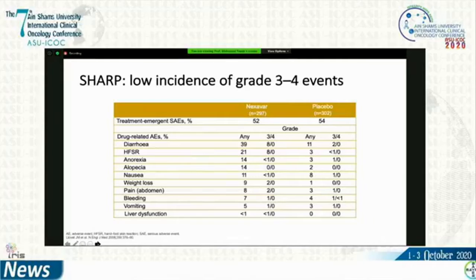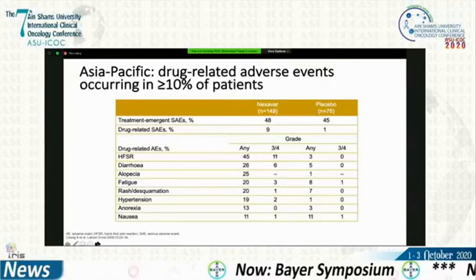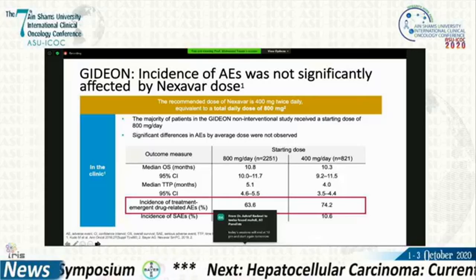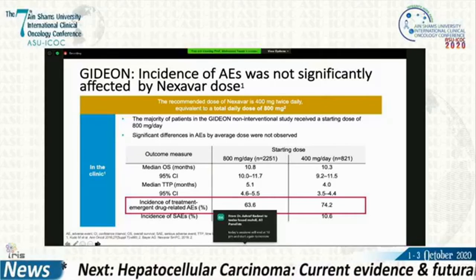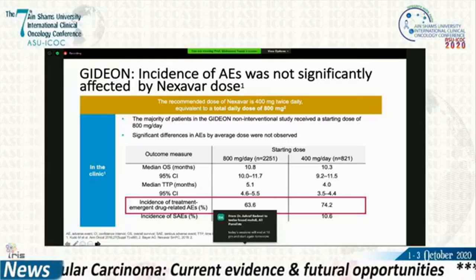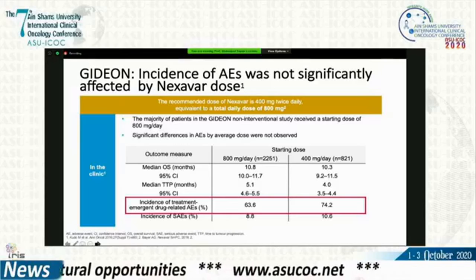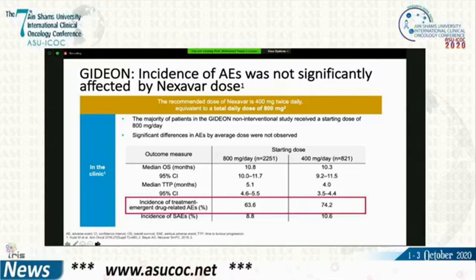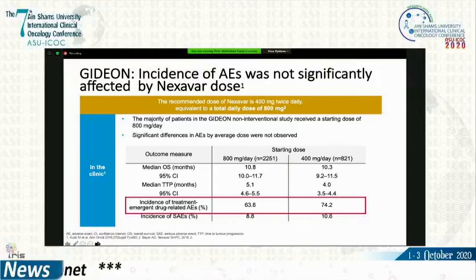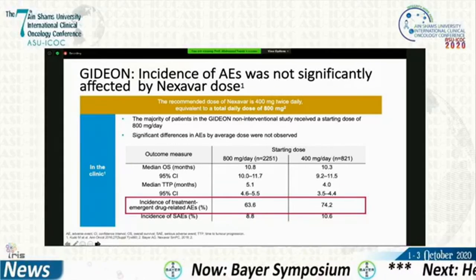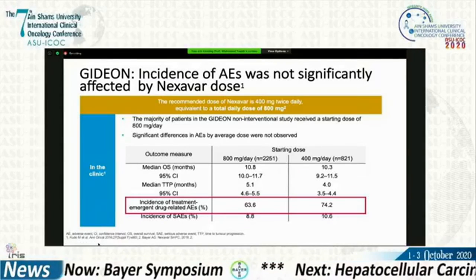The adverse events in the SHARP trial were what we know for TKIs: diarrhea, hand and foot syndrome, anorexia, alopecia. And in the Asia-Pacific trial, more than 10% of the patients also experienced diarrhea, hand and foot syndrome and hypertension. In the GIDEON study, the incidence of adverse events was not significantly affected by Nexavar dose. And here is a comparison for 800 milligrams versus 400 milligrams. As we see here, regarding median time to tumor progression, adverse events or incidence of serious adverse events, there was no difference, and maybe sometimes slightly increased in the 400 milligrams per day versus 800 milligrams.